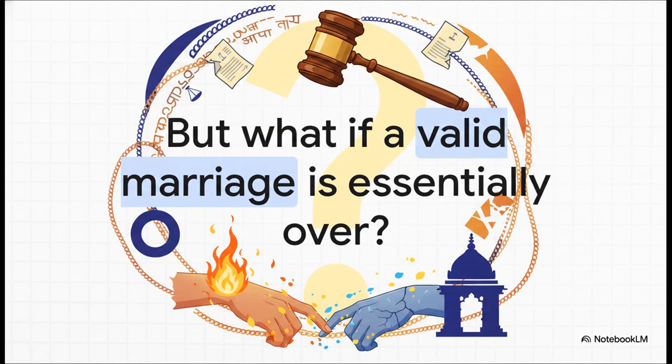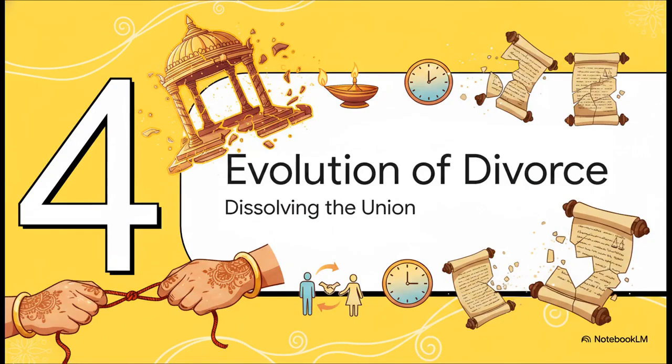But that brings us to a really pivotal question. Say you've met all the legal criteria, you've done the Saptapadi, and you are officially registered. What happens if a legally valid marriage is just essentially over? That leads us into Section 4, the evolution of divorce.